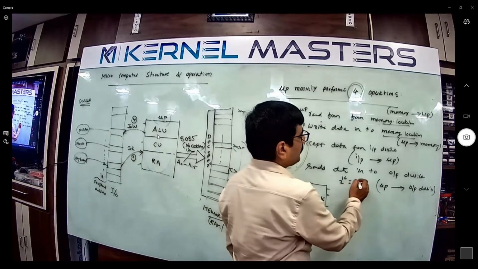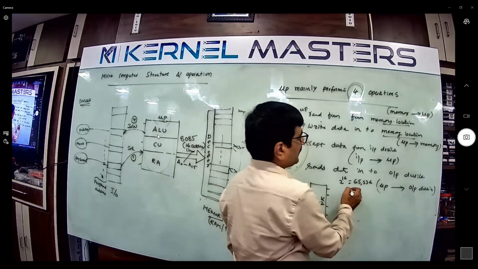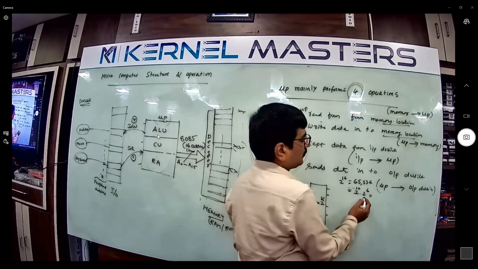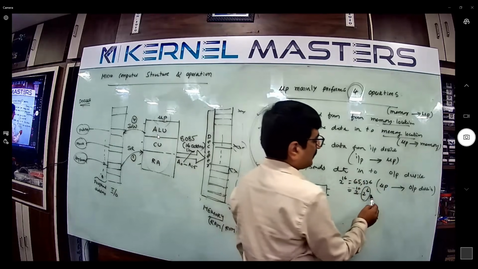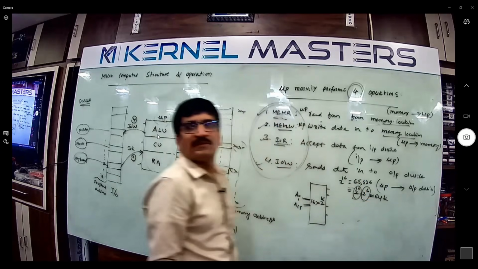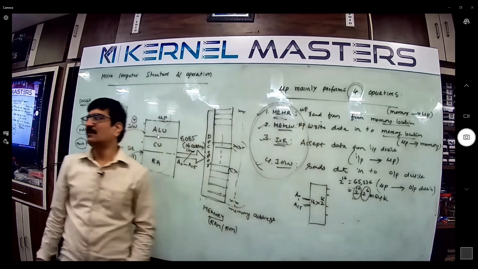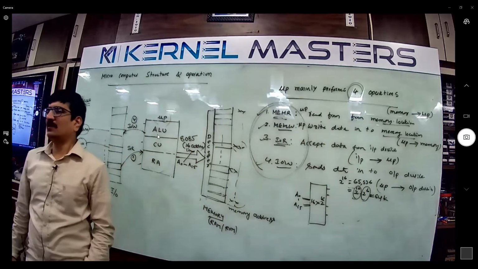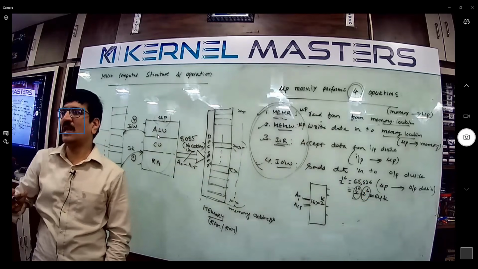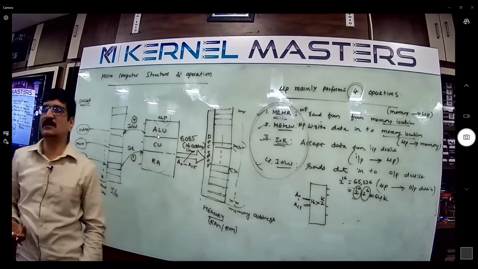65,536, approximately. I told you 2 power 16, but it is 2 power 10 into 2 power 6, right? 2 power 6 is 64. 2 power 10 is kilo. So approximately 64 kilo. Exactly 65,536. Now, the depth of the memory.